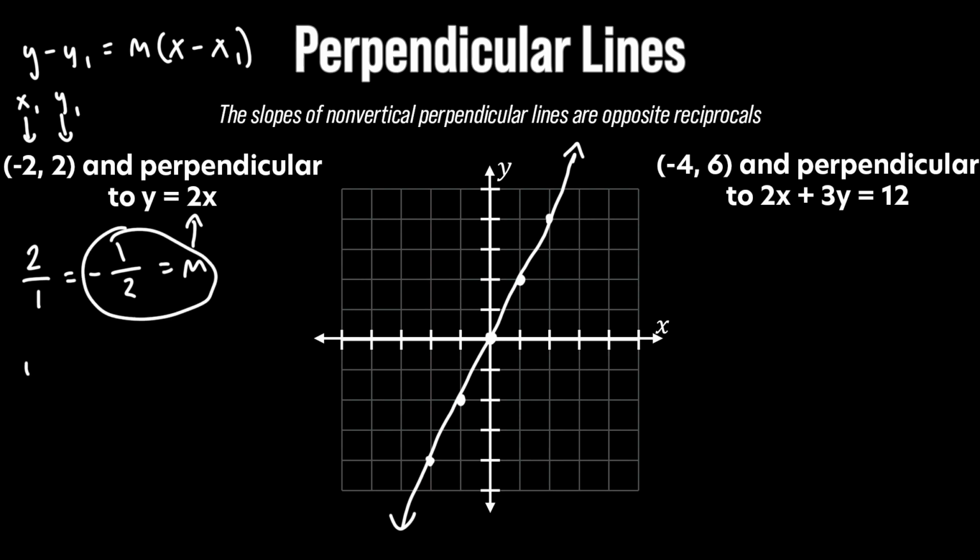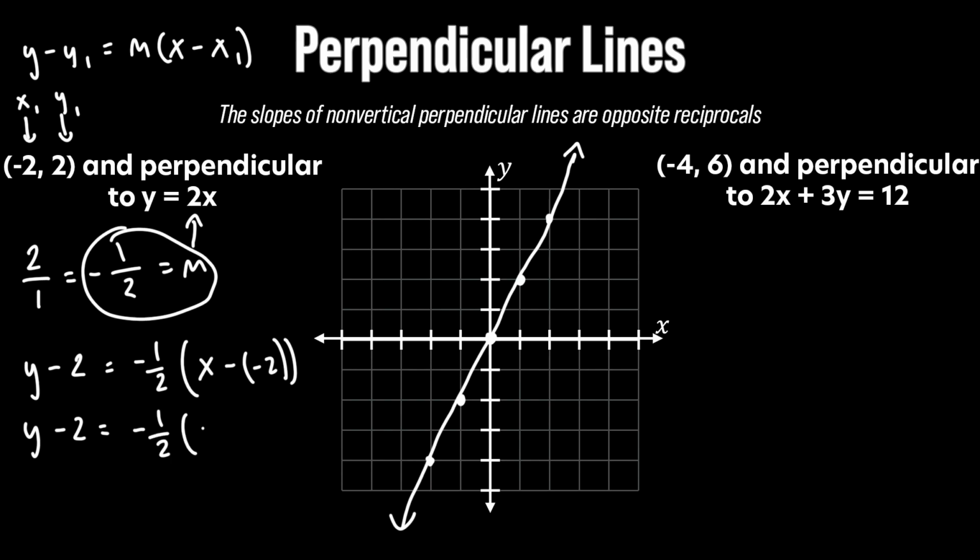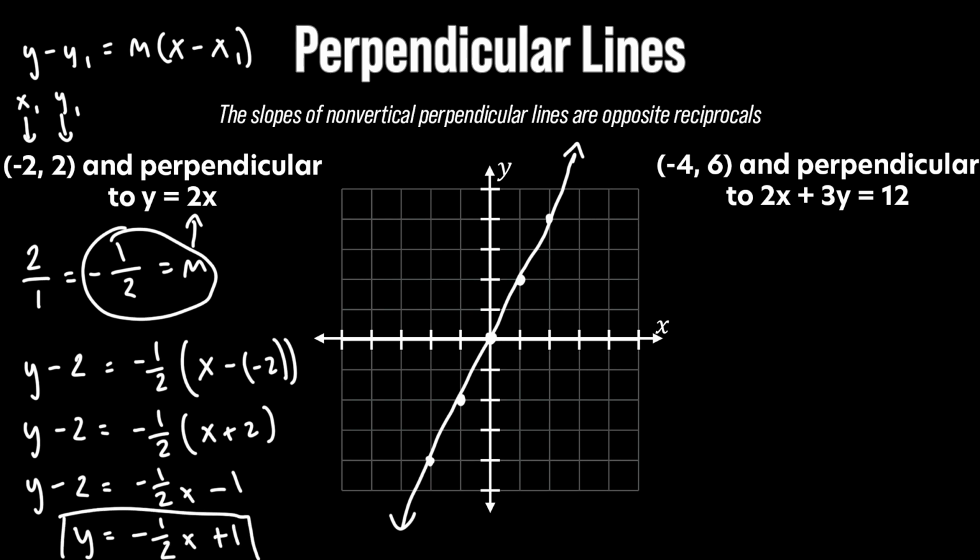So now we can plug in the points. Y minus y1, which is 2, is equal to, our m is negative 1/2, and we have x minus, our x1 is negative 2. So we're going to have y minus 2 is equal to negative 1/2 x plus 2, which is going to be y minus 2 is equal to negative 1/2 x minus 1, which is going to be y is equal to negative 1/2 x plus 1. So this is going to be the equation of our perpendicular line.